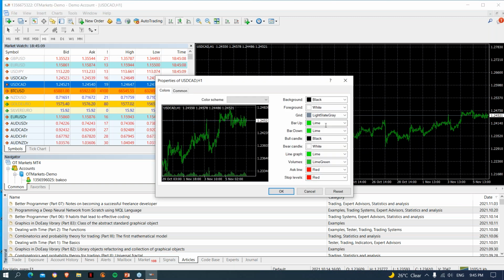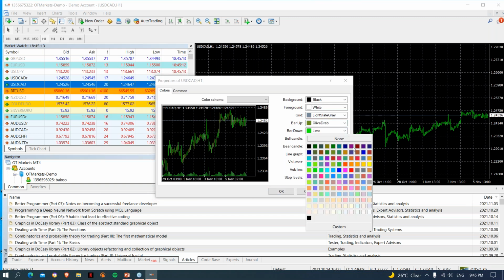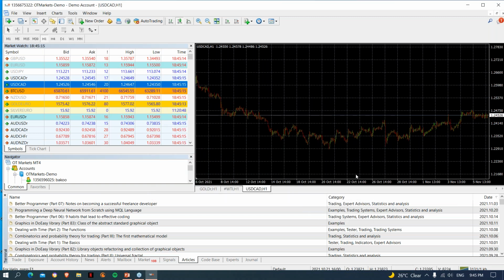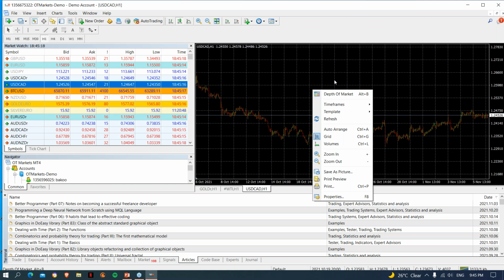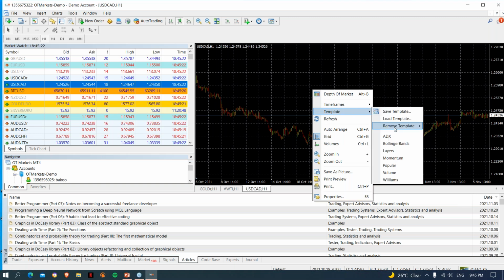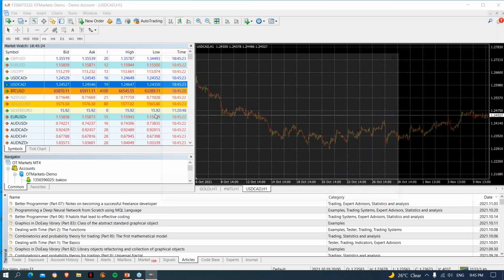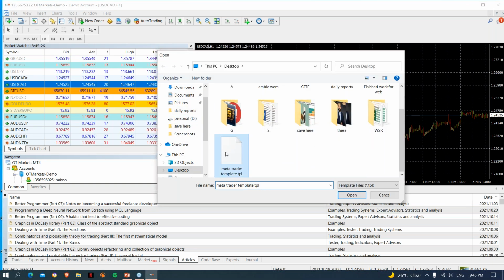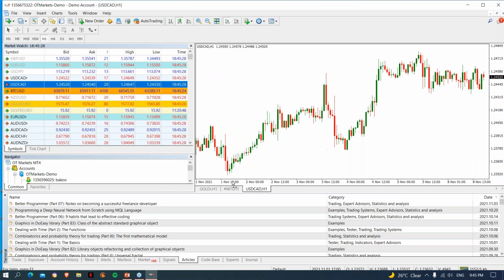So if you go to properties, you can see the colors. You can put this one green, this one brown. You can customize it as you want. You can change the background, etc. So let's go to my template that I actually have saved, which is here on my desktop. Here we go. So, this is it.